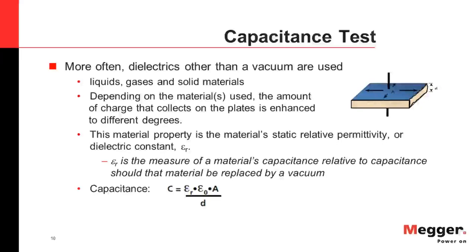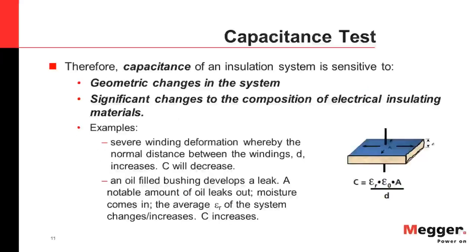Dielectric constant is simply the measure of a material's capacitance relative to the capacitance should that material be replaced by a vacuum. So we ultimately come to an equation for capacitance equal to the dielectric constant, epsilon r, times the permittivity of free space, a constant, times the area of the plates divided by the distance separating the plates. Therefore, we can conclude that the capacitance that we measure of an insulation system is sensitive to any geometric changes occurring in the system or significant changes to the composition of electrical insulating materials.